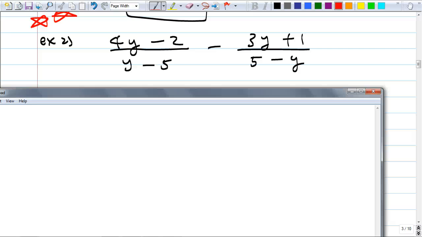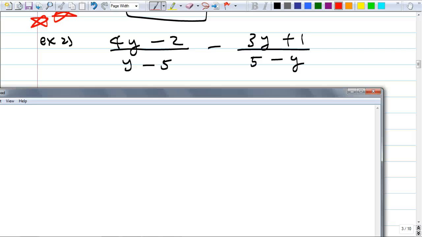I do not like that one. Why not? It's not in standard form. 5 minus y is not even written in standard form. You want to write things in standard form. It just makes it so much easier, right? Because otherwise, it's easy to make mistakes.